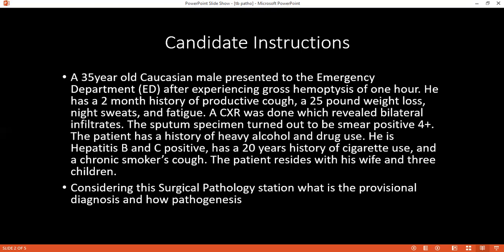To confirm the diagnosis, I need certain tests, sputum examination for culture and also cytology. Yes. And?